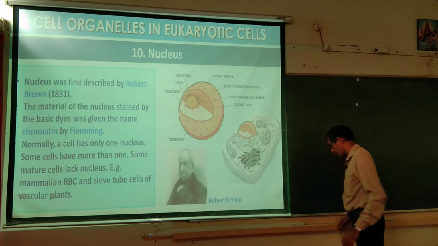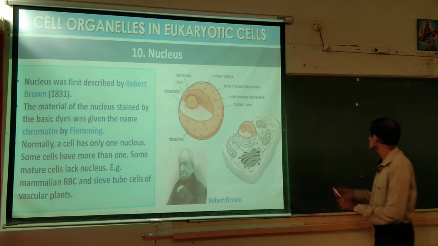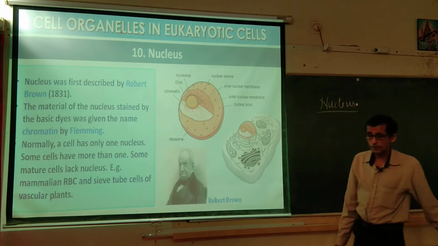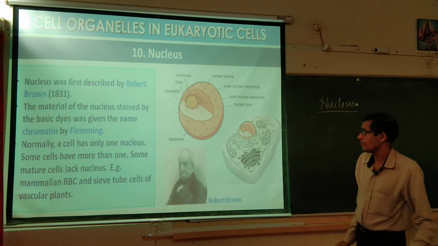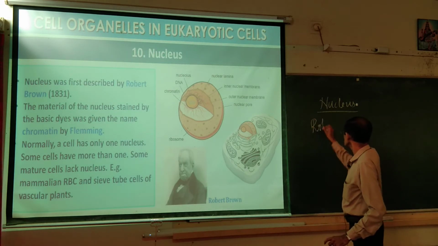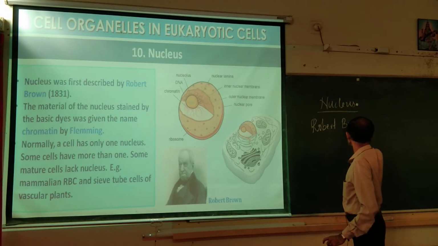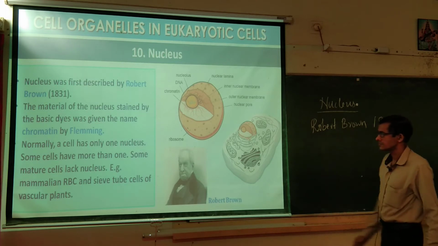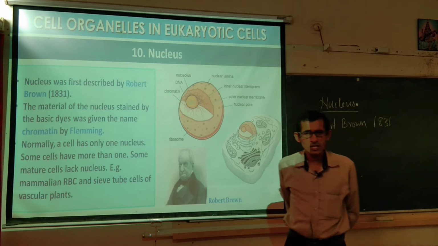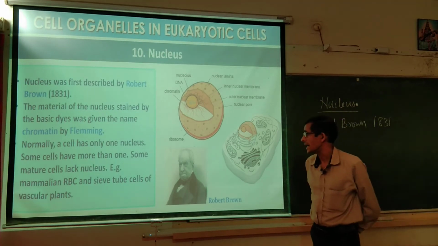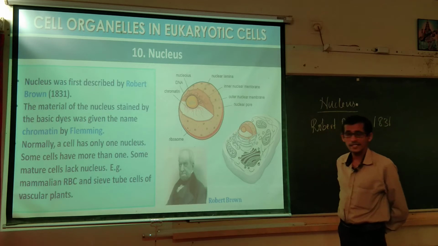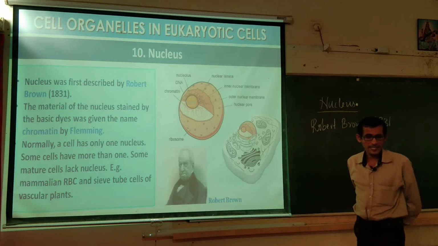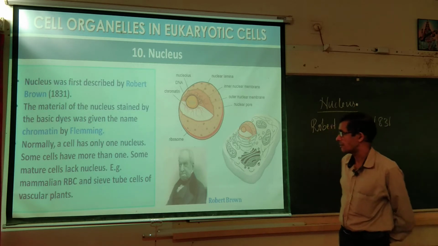If you take the nucleus concept, the nucleus was first described by Robert Brown in 1831. So, Robert Brown is the person who first described the nucleus in the 19th century, in 1831, and the material of the nucleus stained by the basic dyes was given the name chromatin by Fleming.